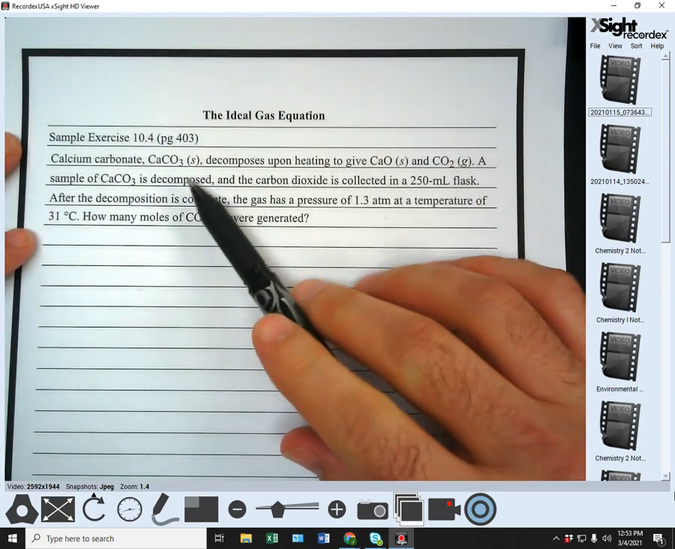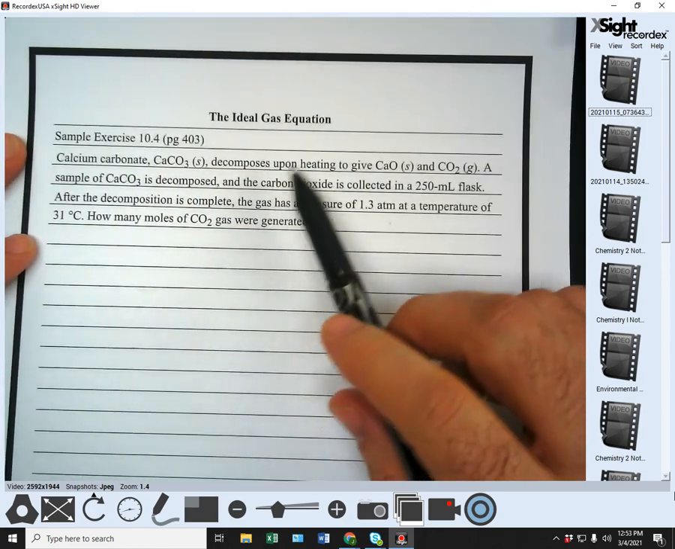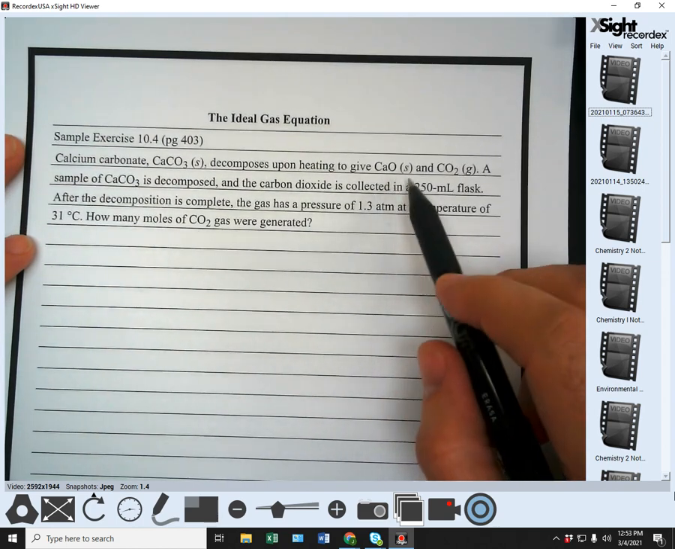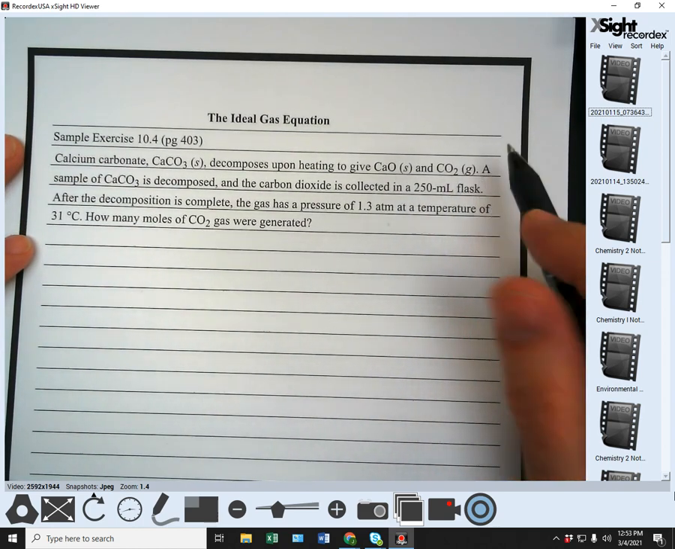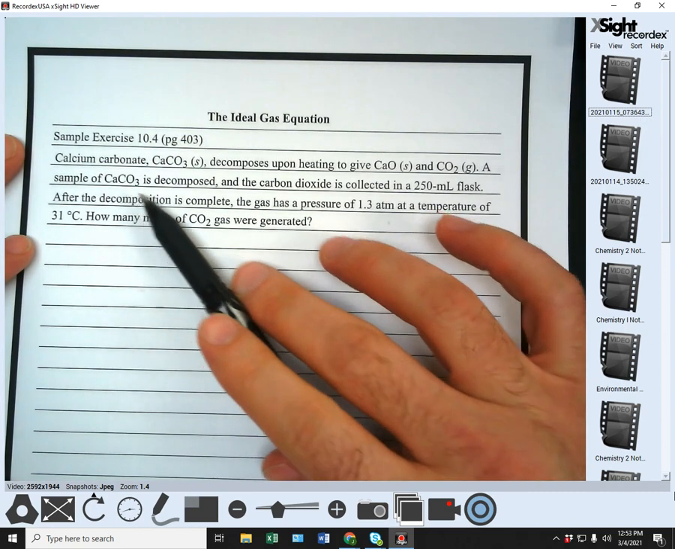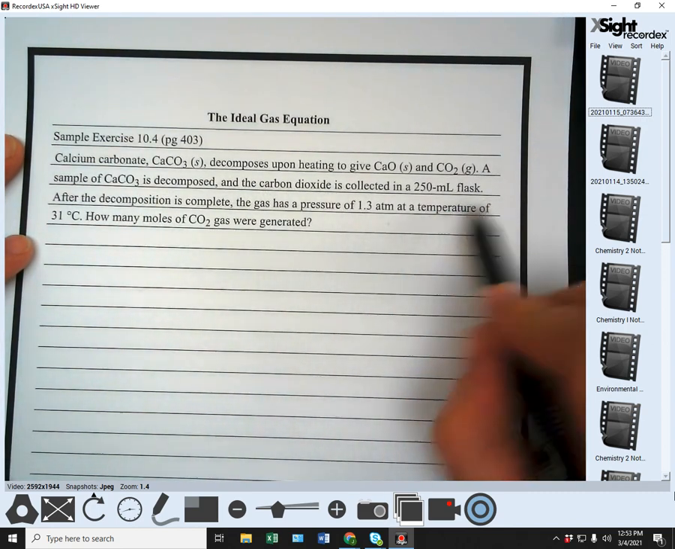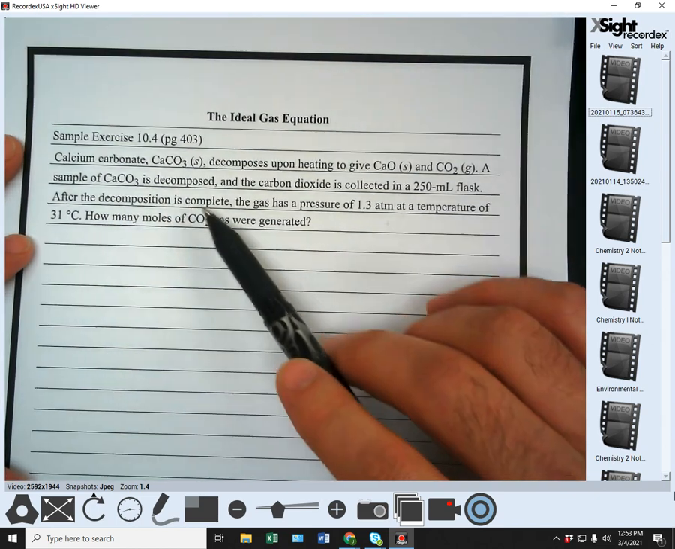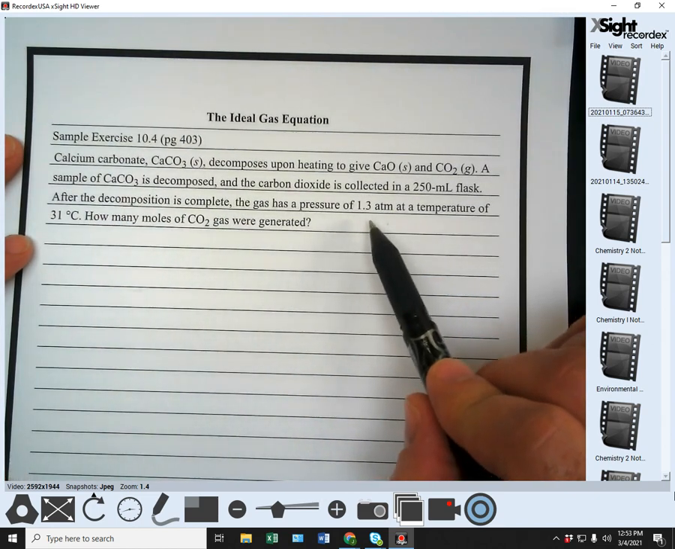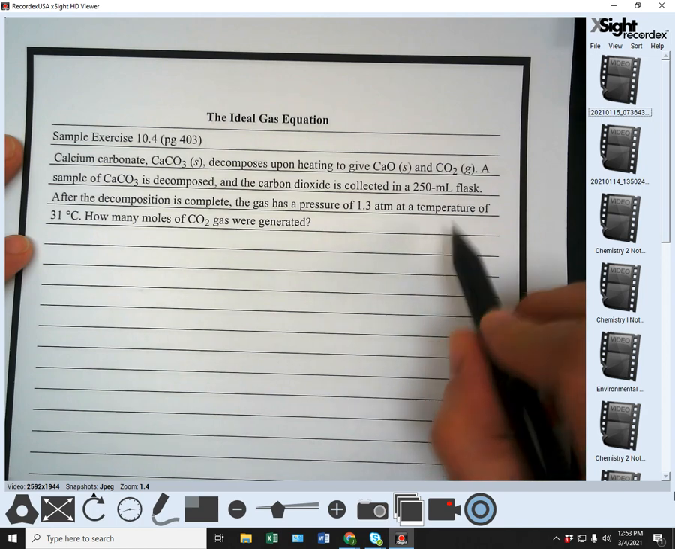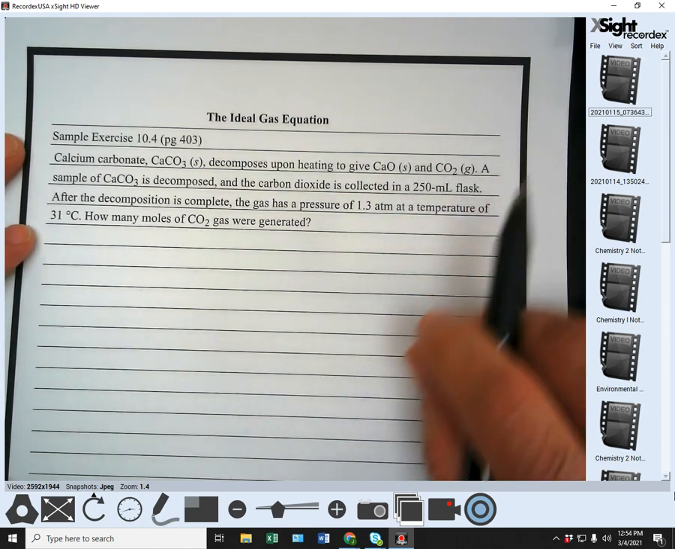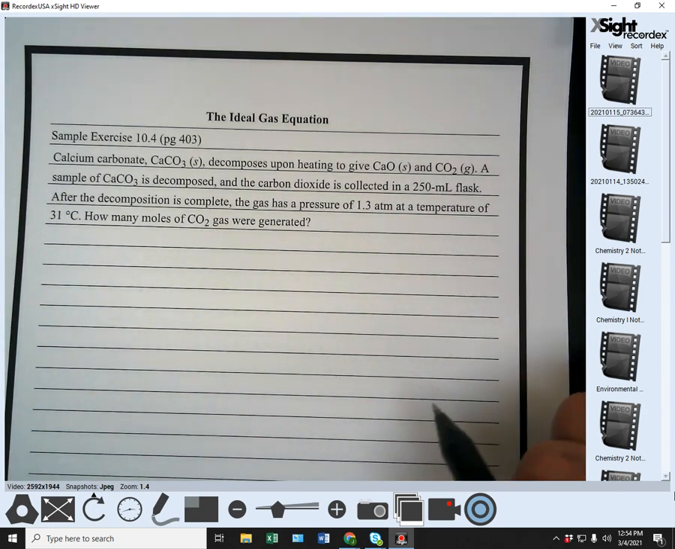Calcium carbonate, CaCO3 solid, decomposes upon heating to give calcium oxide solid and carbon dioxide gas. A sample of calcium carbonate is decomposed, and the carbon dioxide is collected in a 250 milliliter flask. After the decomposition is complete, the gas has a pressure of 1.3 atmospheres at a temperature of 31 degrees Celsius. How many moles of CO2 gas were generated?